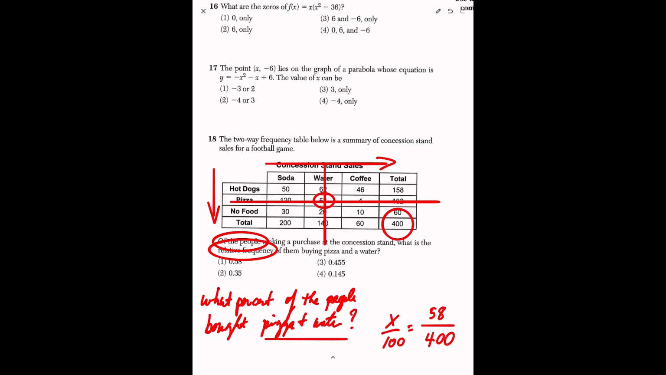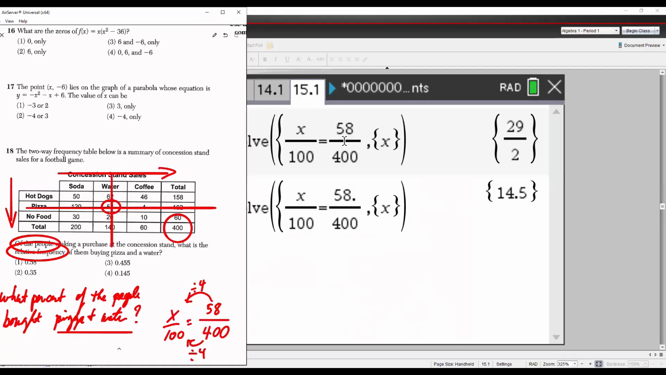And now once you get this, you just solve, right? An easy way to do it is to go this way, to go from 400 to 100, you divide it by 4. So you would divide 58 by 4, and that would give you your answer too, right? But here's what I would suggest, especially if you're struggling: if you can come up with the equation, boom, it's a linear equation. So you can solve it with menu 32, or you could graph it. So I set it up this way, x over 100 equals 58 over 400. I'm solving for x. It tells me 29 over 2.